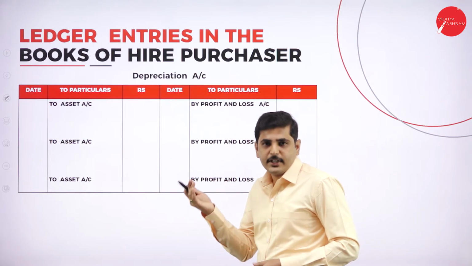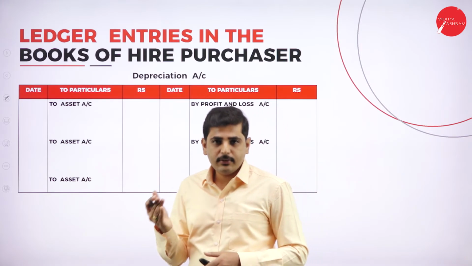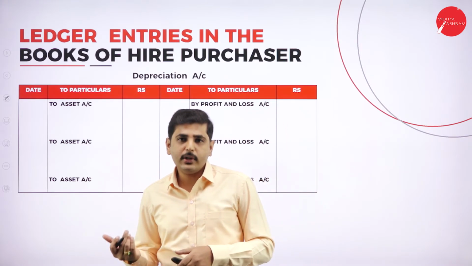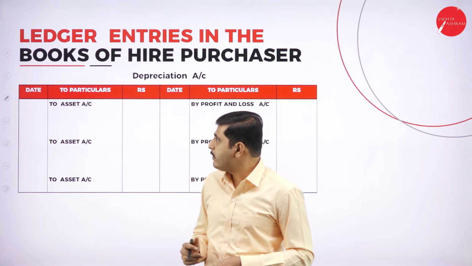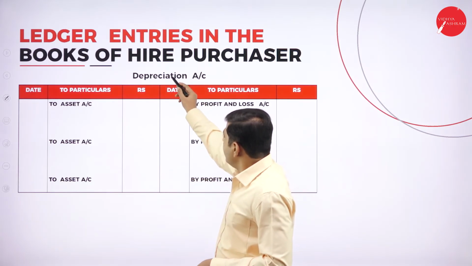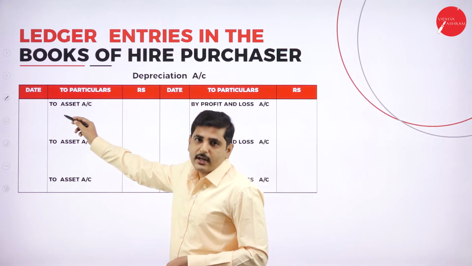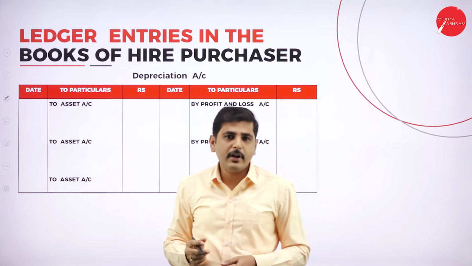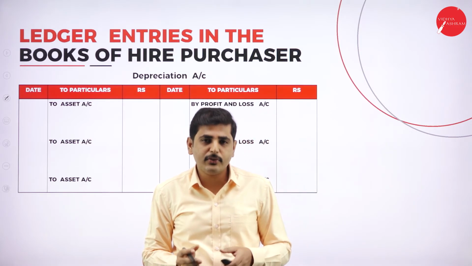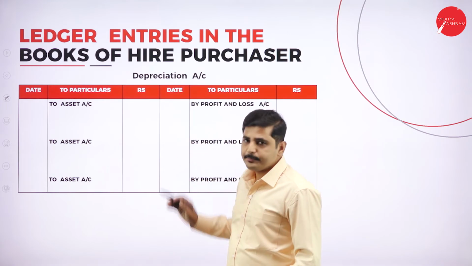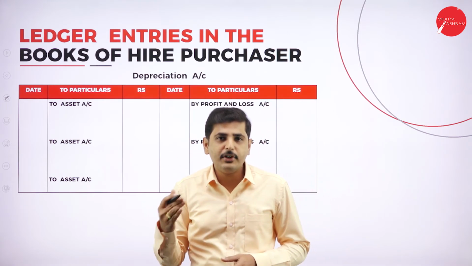Depreciation account, where depreciation appears in the journal entry first while calculating the depreciation. So how to calculate the depreciation? Please remember, by depreciation to asset account. That means depreciation is a loss, or profit and loss account. So we should show depreciation as a loss for the company.